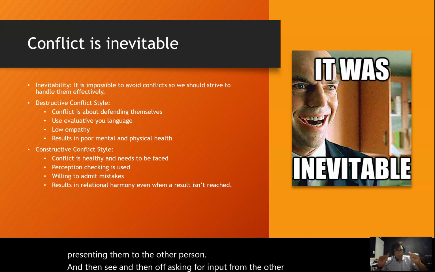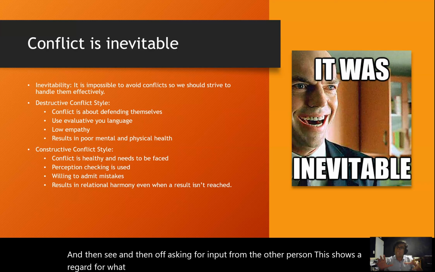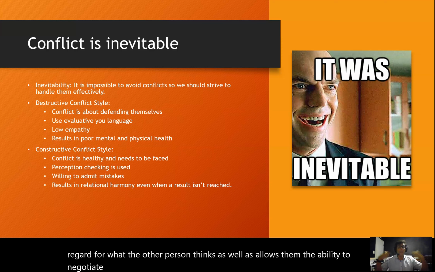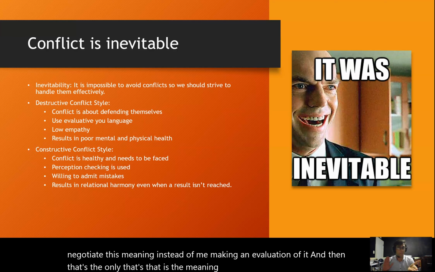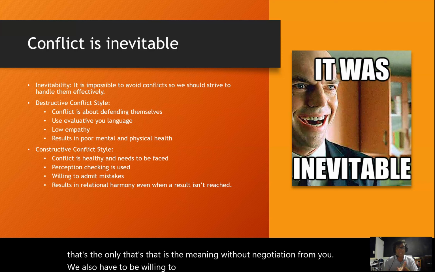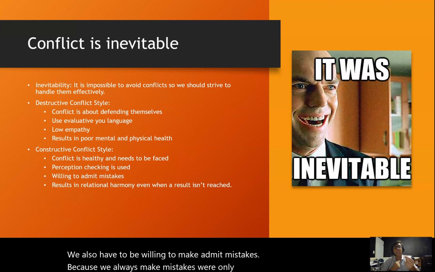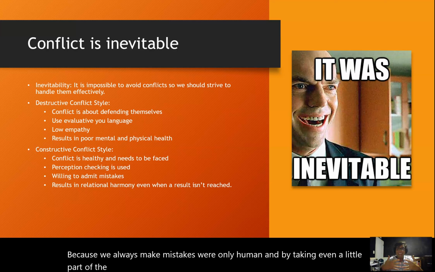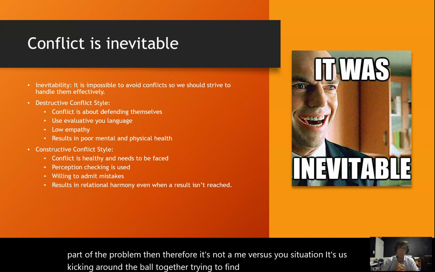This shows a regard for what the other person thinks, as well as allows them the ability to negotiate this meaning, instead of me making an evaluation of it and then that is the meaning without negotiation from you. We also have to be willing to admit mistakes, because we always make mistakes. We're only human. And by taking even a little part of the problem, then therefore it's not a me versus you situation. It's us kicking around the ball together, trying to find a mutually satisfying conclusion.